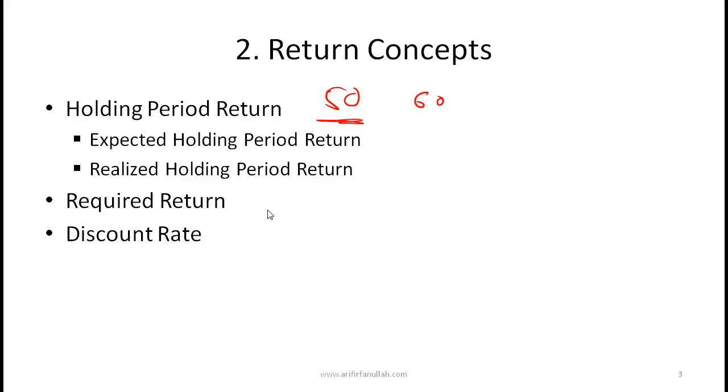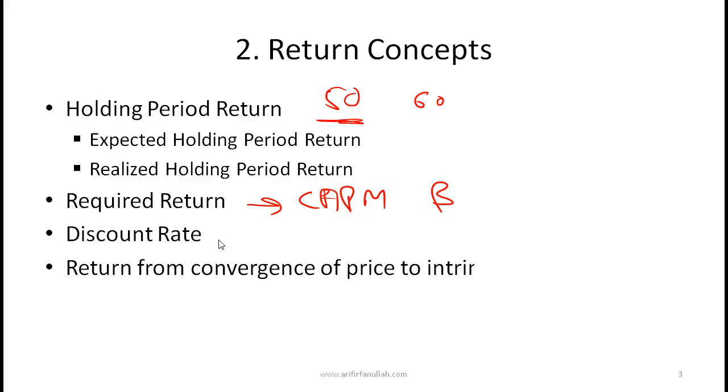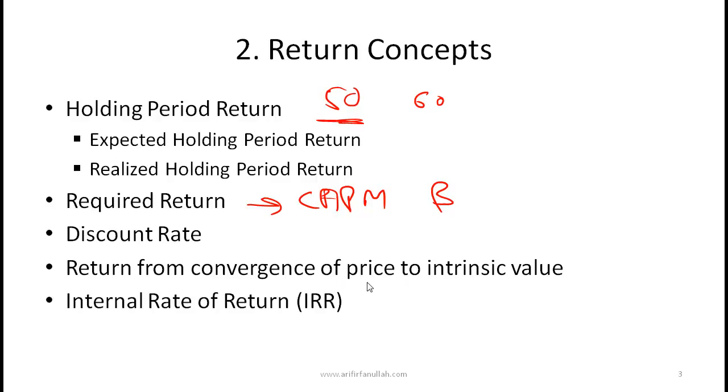What do we mean by the required return? The required return is the return that you require based on the level of risk that you are taking. Very simplistically, this is typically derived from a model such as CAPM, which is based on risk. So that's your required return. What's a discount rate? That's simply in your formulas, the rate at which you discount your future cash flows. There is a certain return that you get from the convergence of price to intrinsic value. What does this point mean?